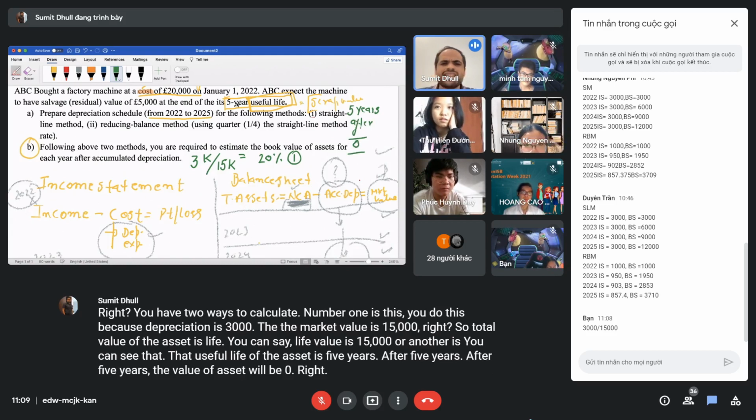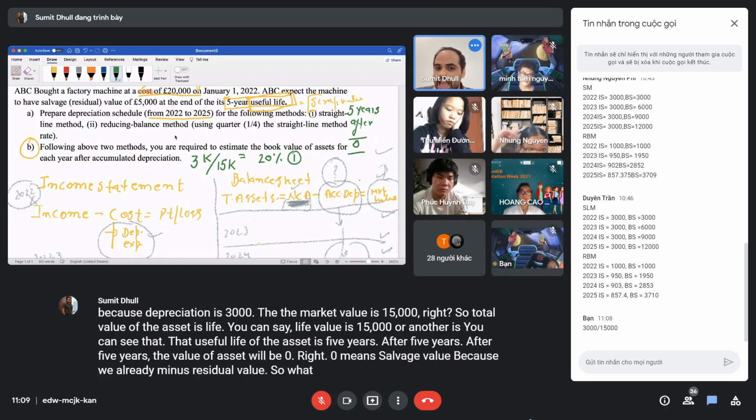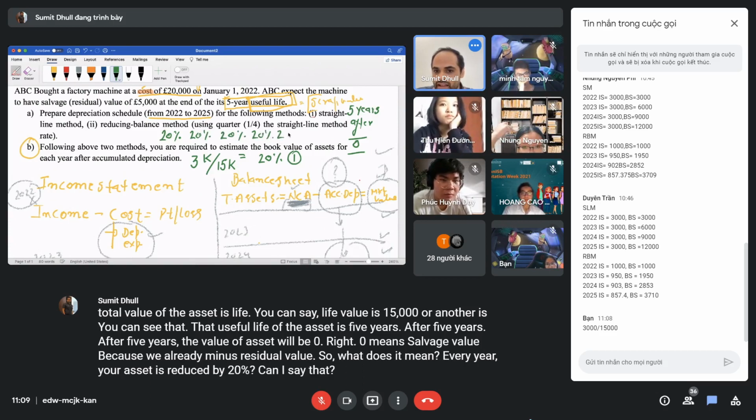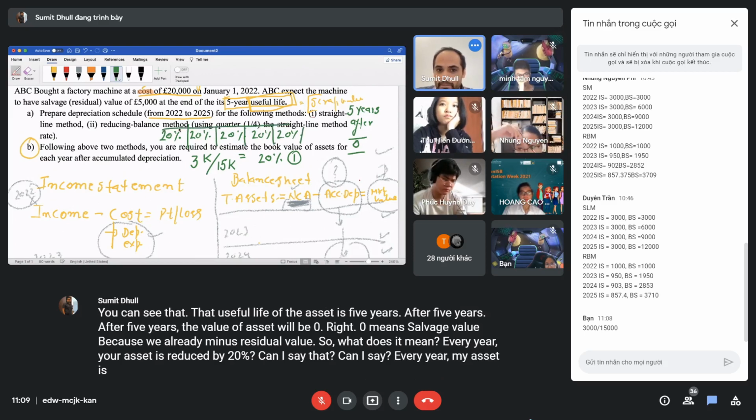0 means salvage value, because we already minus residual value. So what does it mean? Every year your asset is reduced by 20%. Can I say that? Can I say every year my asset is reducing by 20%? Yes or no?